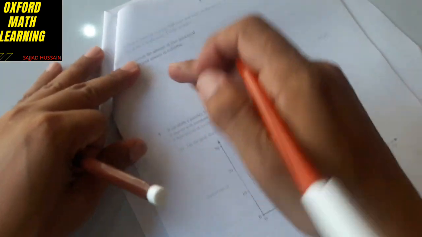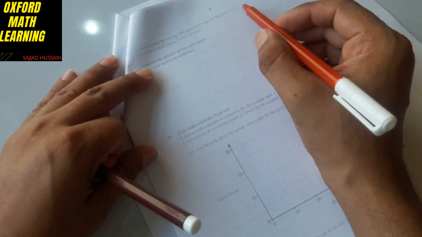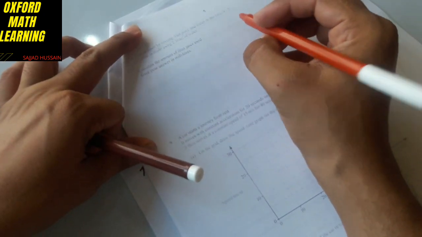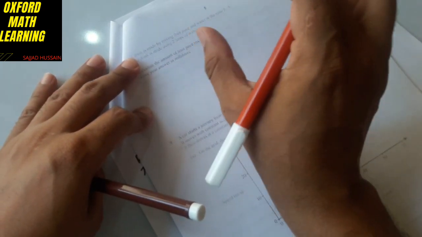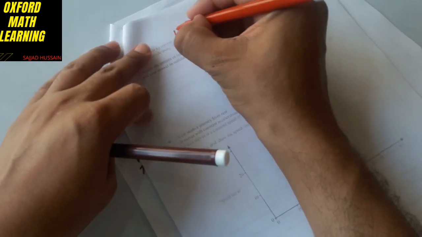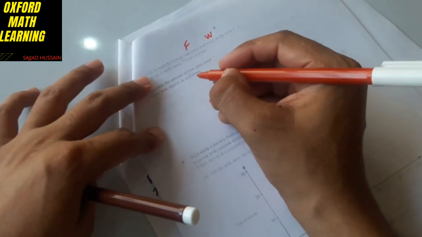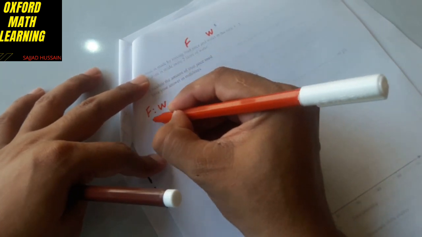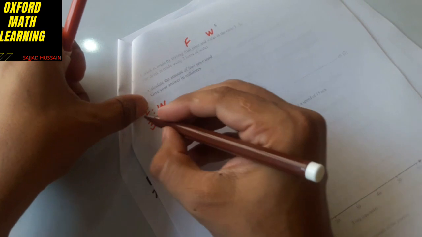So a drink is made by mixing fruit juice and water in the ratio of 3:5. The drink is made using 2 liters of water. So a drink is made with 2 ingredients, fruit juice and water. I am representing fruit juice with F and water with W. So the ratio of fruit to water is 3:5.